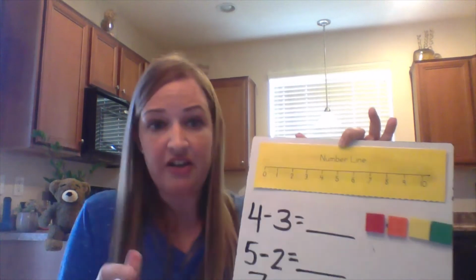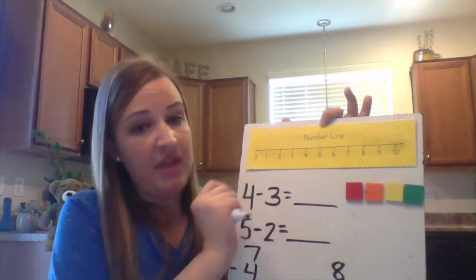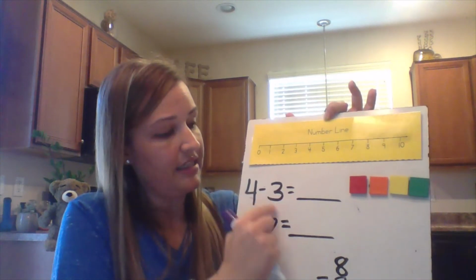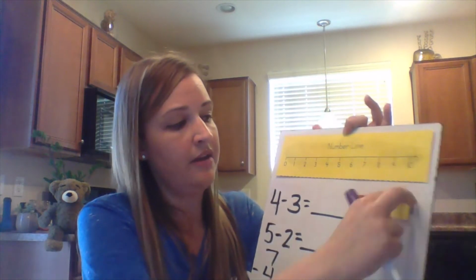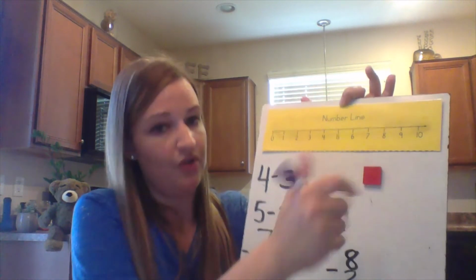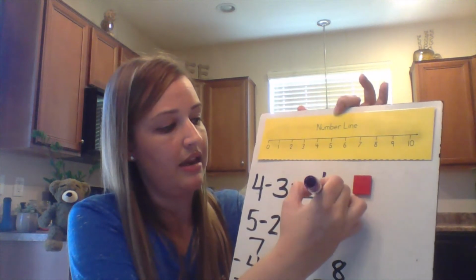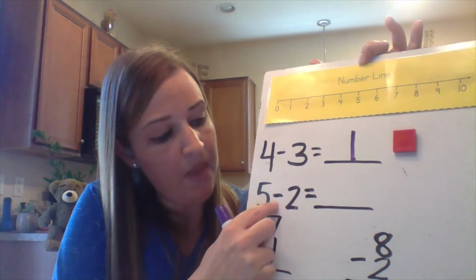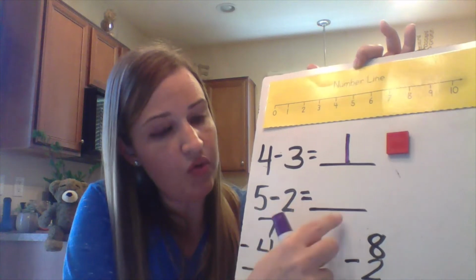Alrighty, I'm going to solve it so you can check your answer. I'm going to use manipulatives. If I have 4 squares here and it says to take away 3 of them, 1, 2, 3. How many are left? You're right, 1. Now try solving the next one. 5 minus 2 equals blank.